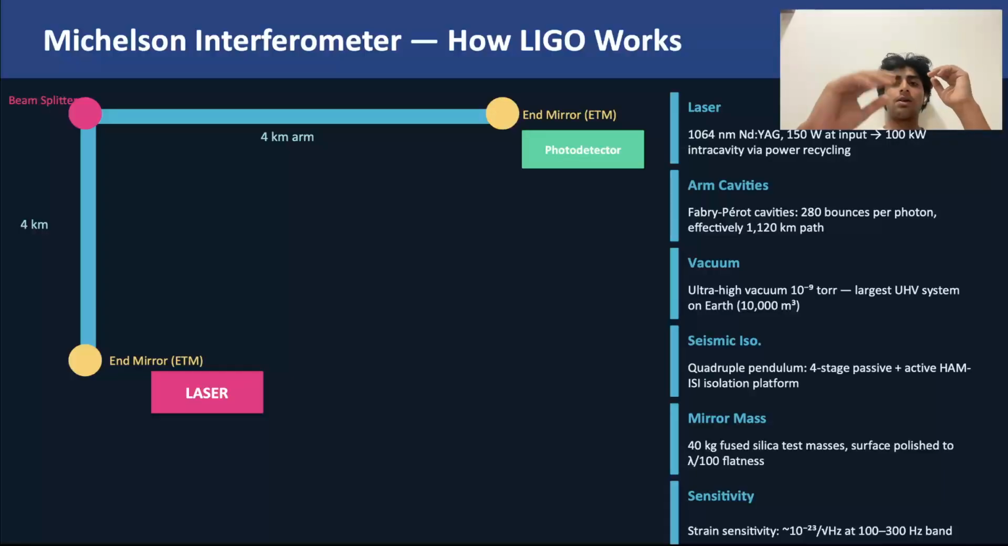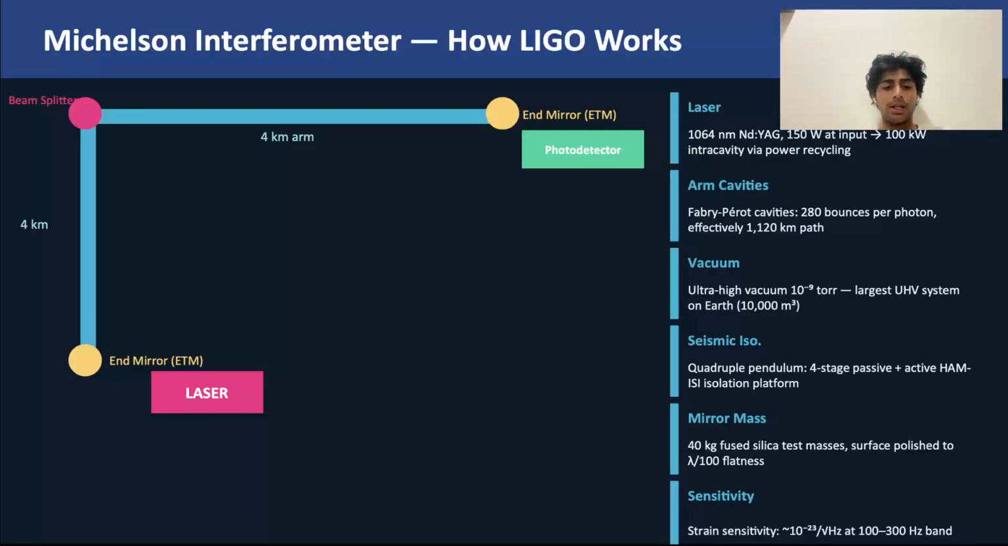The 40-kilogram fused silica mirrors hang on quadruple pendulums, four cascaded mechanical low pass filter stages, plus active seismic isolation, together attenuating ground motion by 12 orders of magnitude, and they barely sit.